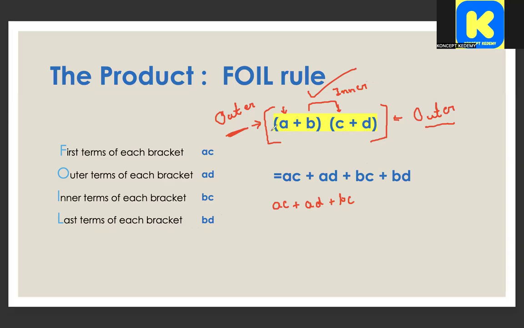Then now the last thing, L, the last term of each bracket. As we know, we read from left to right. So B will be the last of the first bracket and D will be the last of the second bracket. So we will multiply B and D, so it will become BD. Now we got AC plus AD plus BC plus BD. If you go back in the video, you will see that from the last method, where we were using the distributive property several times, we got the same answer. So this way we can solve the product. This way we can multiply two brackets in algebra.